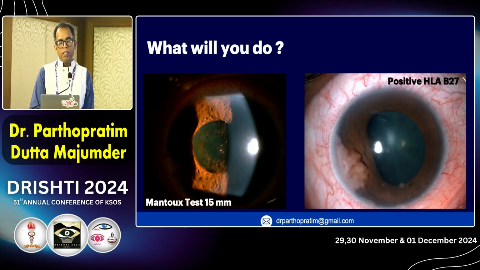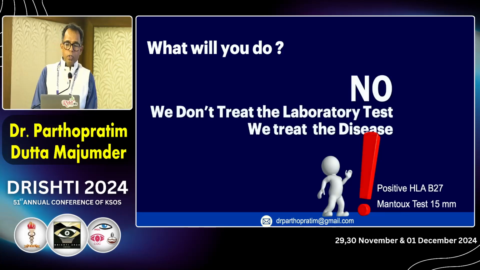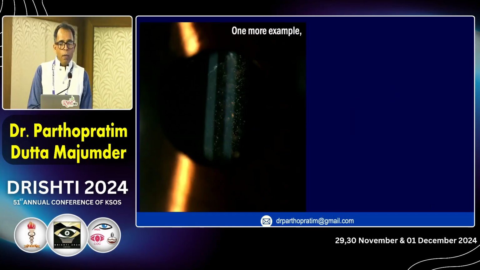And this is a case which has granulomatous exudates, the lump of cellular aggregates in the anterior chamber, often giving a look of a mass-like lesion, and it's positive for HLA-B27. So what will we do? We have to understand that we don't treat the laboratory test, we treat the disease. A positive HLA-B27 or highly positive Montoux test in the absence of a proper clinical phenotype does not matter.